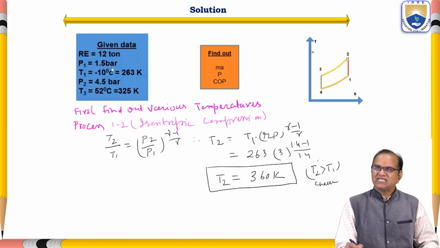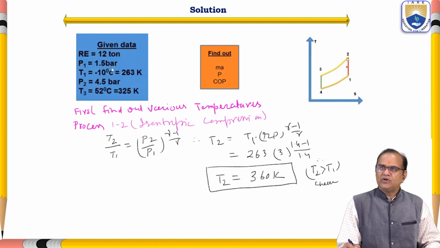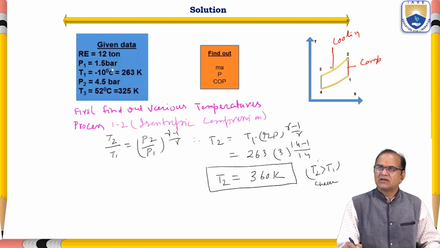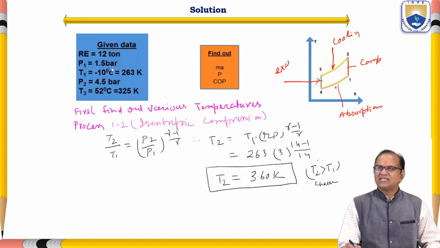So we can see the TS diagram of this. So 1 and 2 is the compression, 2 and 3 is the cooling, this is the expansion, and this is the absorption. So all these things are mentioned here.